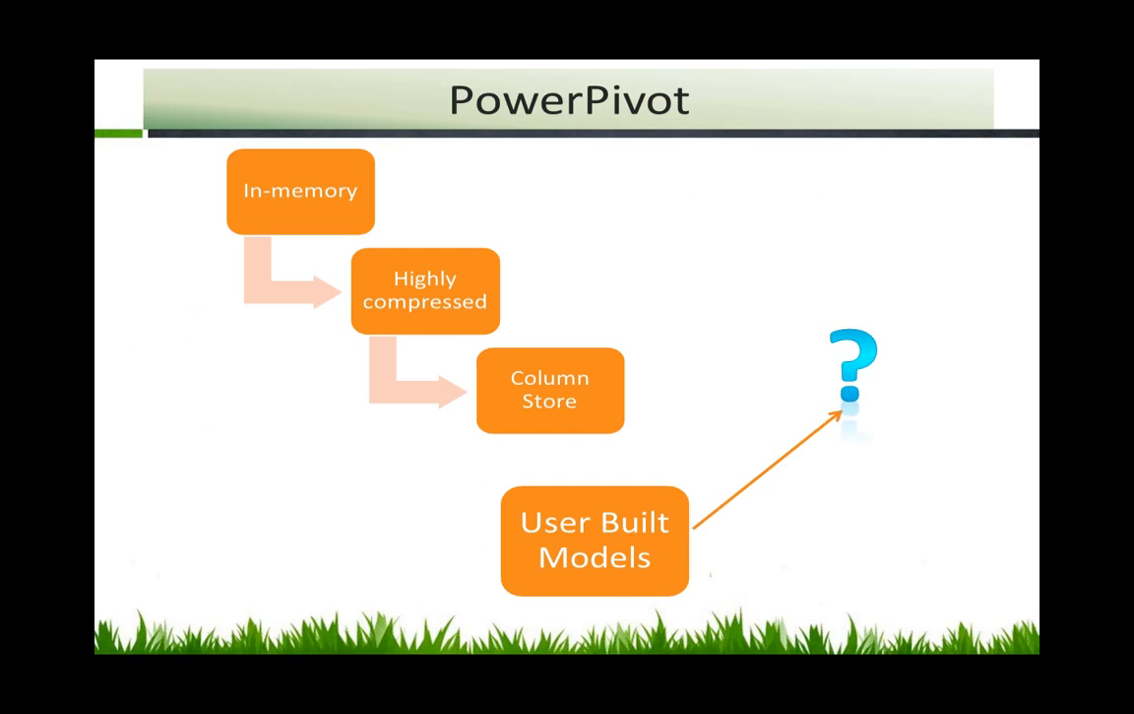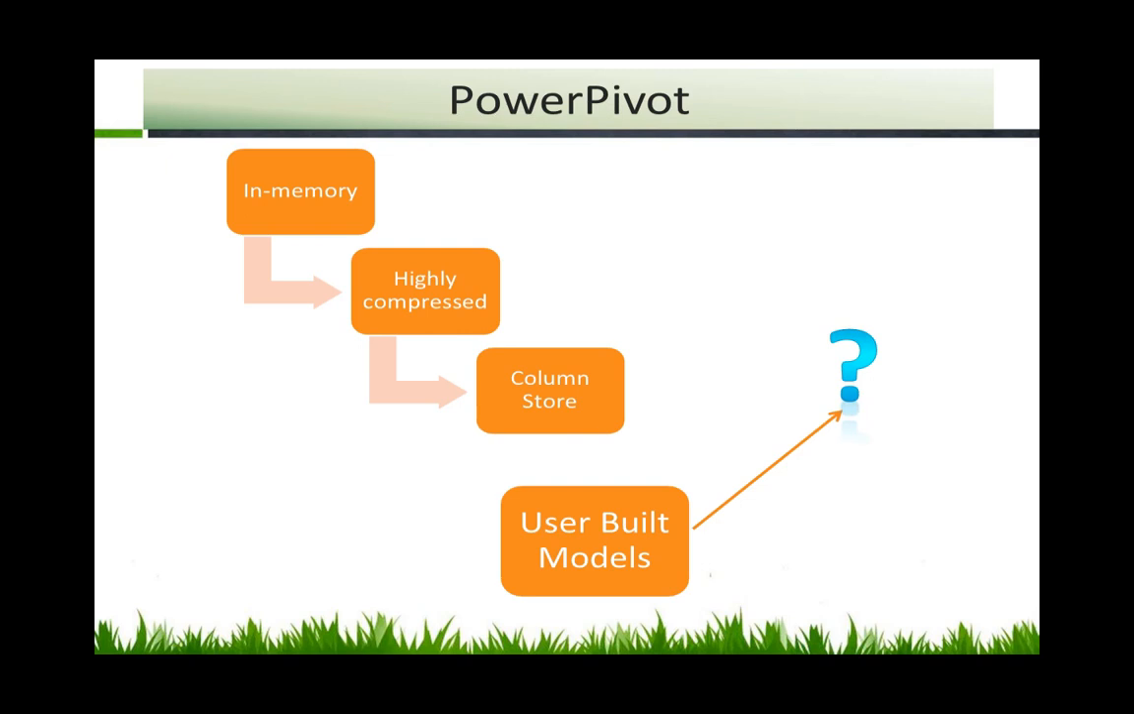So CTP3 is out. You can go download a PowerPivot version 2 beta if you want to play with that. Obviously, don't do that on a machine you're doing production work on. Stick to PowerPivot 1. But the next version is coming. So let's spend a few minutes and talk about what PowerPivot is, and then I'll talk a little bit about what it will be in the next version.